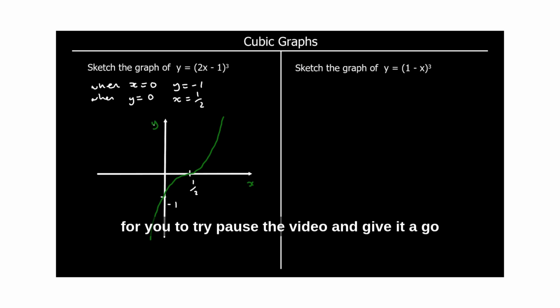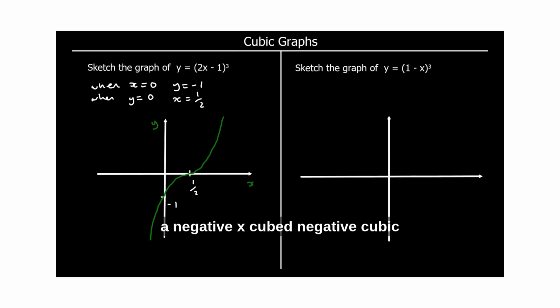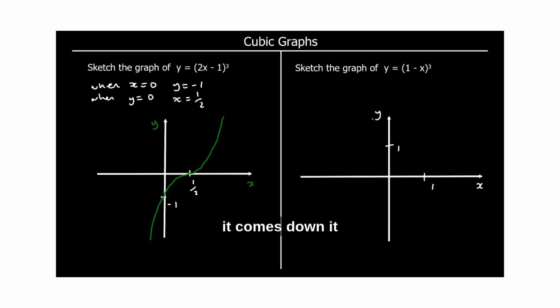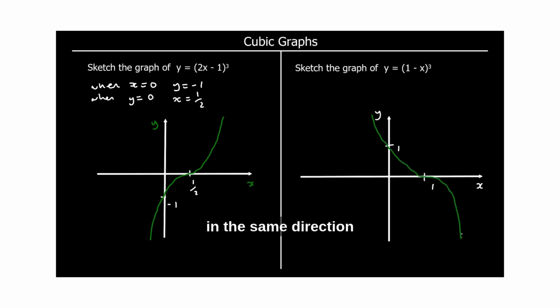One for you to try. Pause the video and give it a go. So you've got a negative cubic this time. Got a negative x cubed, a negative cubic. When x is 0, y is 1. And when y is 0, x is 1. It's a negative cubic, so it's going from the top left to the bottom right. So it comes down, it goes flat for a minute, and then keeps going in the same direction.